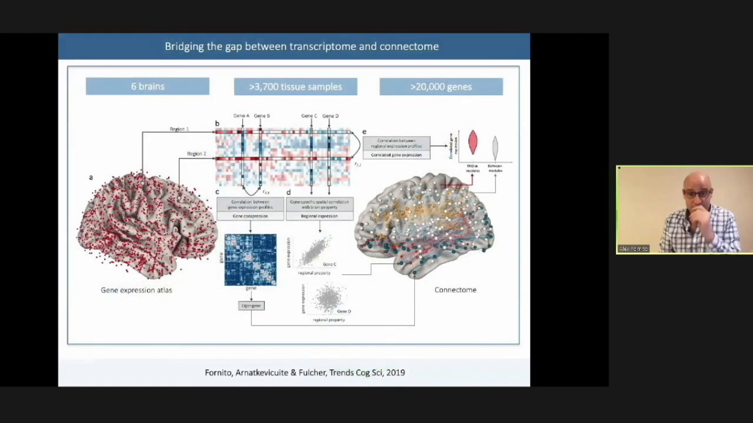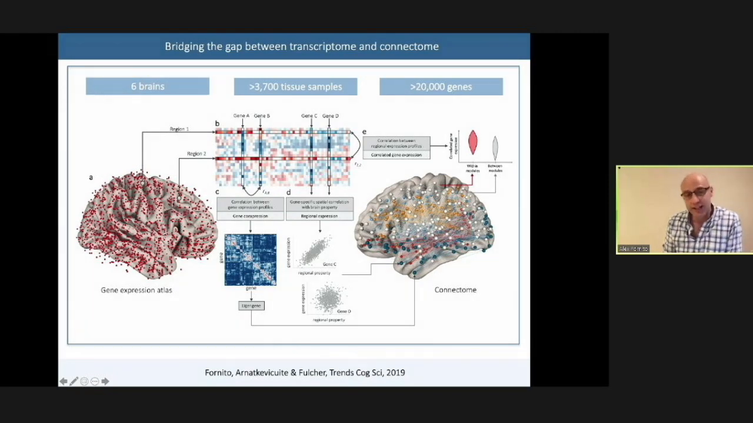In the first instance, we turned to data again from the Allen Institute. So they have also made available an atlas of gene expression in the adult brain. This is constructed from microarray analysis of nearly 4,000 tissue samples. So on the left here, we see the locations of those samples taken from 6 postmortem brains. So in each sample, we've got measures of expression in over 20,000 genes.